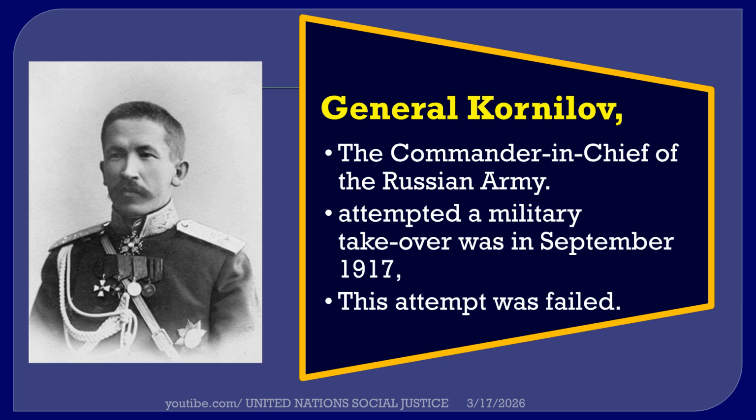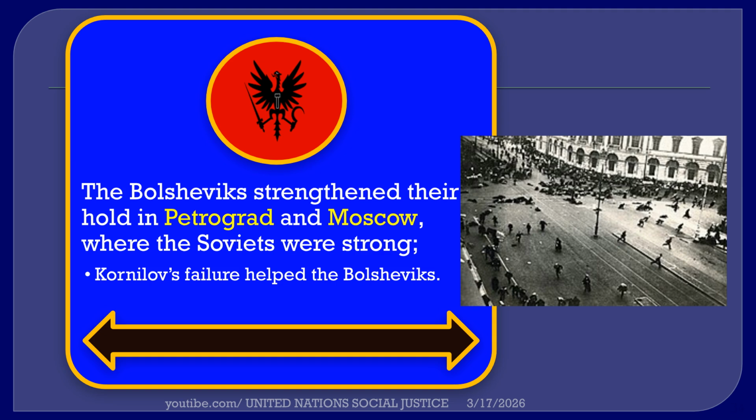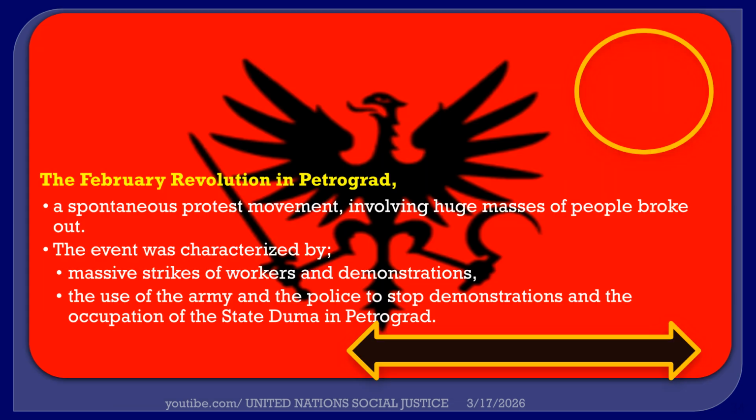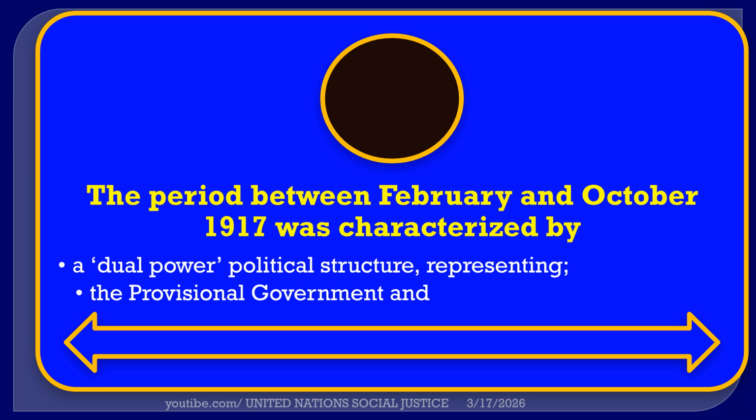In September 1917, General Kornilov, the commander-in-chief of the Russian army, attempted a military takeover, but his attempt failed. Kornilov's failure further helped the Bolsheviks, strengthening their hold in Petrograd and Moscow, where the Soviets were already strong. The February Revolution in Petrograd was a spontaneous mass protest involving massive worker strikes and demonstrations. The army and police were used to stop the demonstrations. The period between February and October 1917 was characterized by a, quote, dual-power political structure, represented by the Provisional Government and the Soviets.